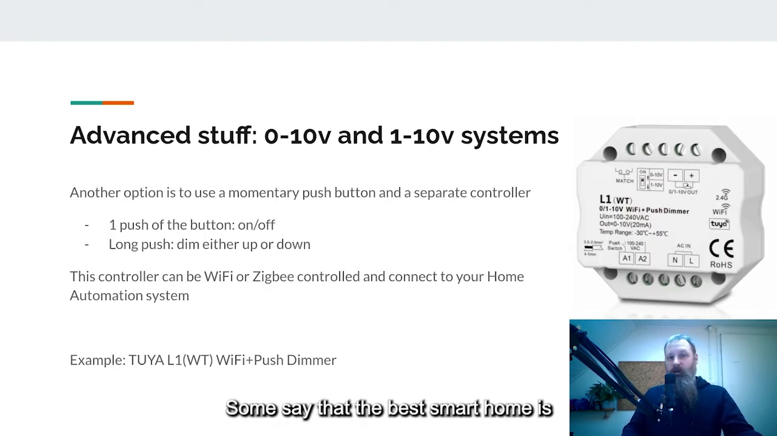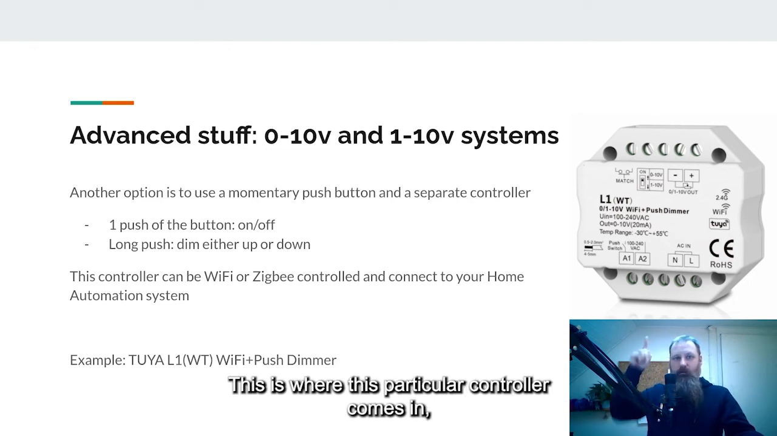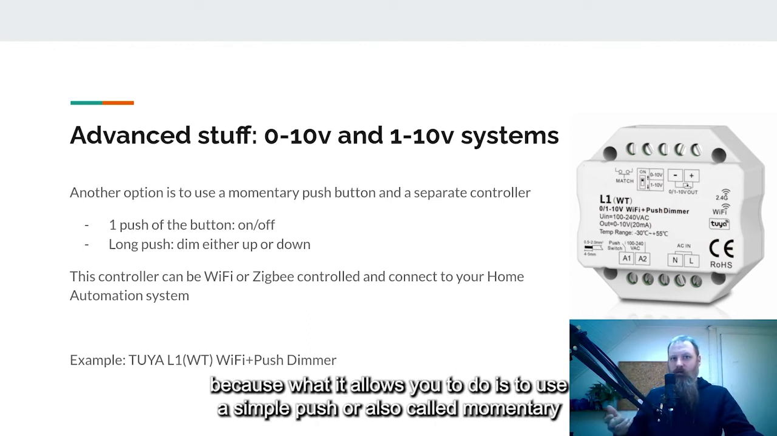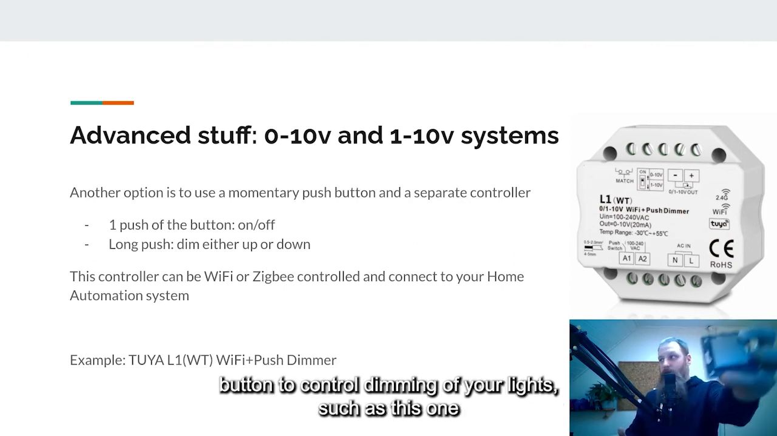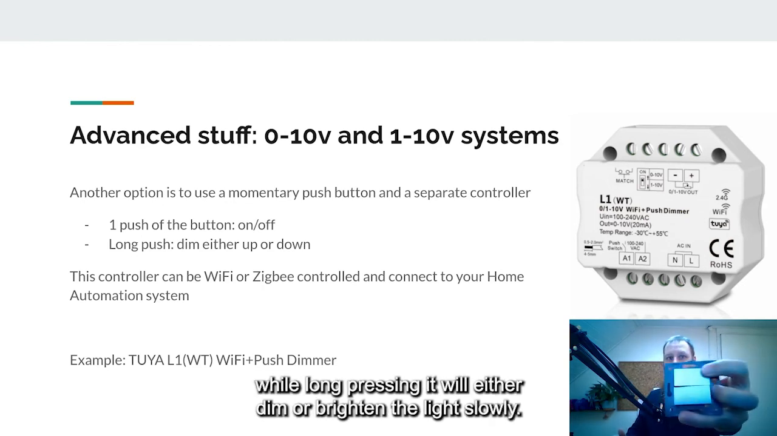Some say that the best smart home is the one where you don't even realize it is smart. This is where this particular controller comes in, because what it allows you to do is to use a simple push, or also called momentary button, to control dimming of your lights, such as this one. Shortly pushing the button once will toggle the light, while long pressing it will either dim or brighten the light slowly.